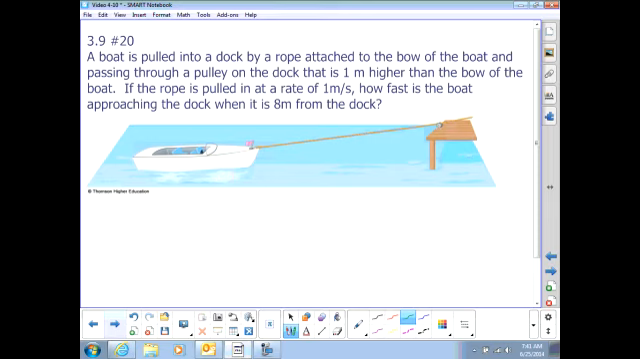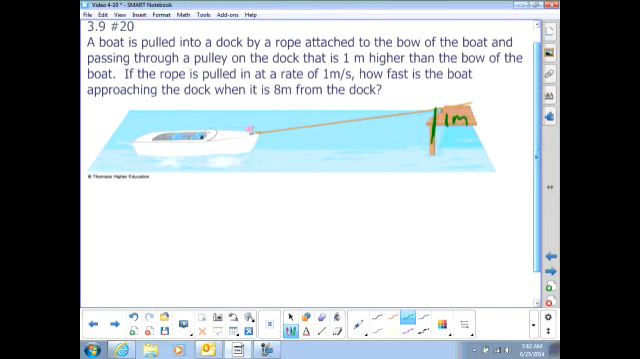One last related rate example. This is from number 20 in section 3.9 from your book. A boat is pulled into a dock by a rope attached to the bow of the boat and passing through a pulley on the dock that is 1 meter higher than the bow of the boat. So in other words, we know this is going to be 1 meter. If the rope is pulled at a rate of 1 meter per second, how fast is the boat approaching the dock when it is 8 meters from the dock?